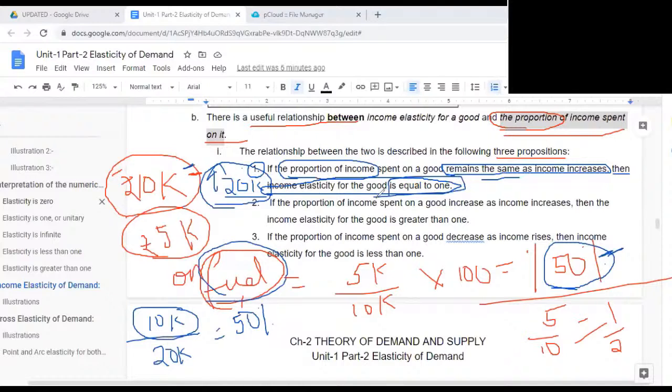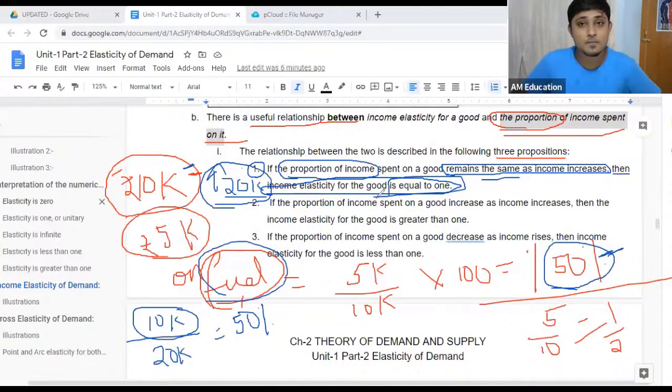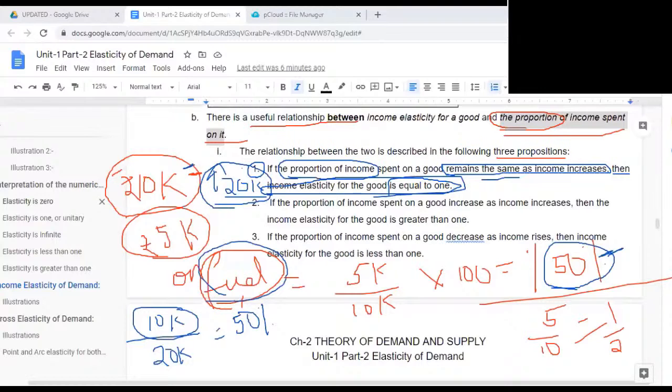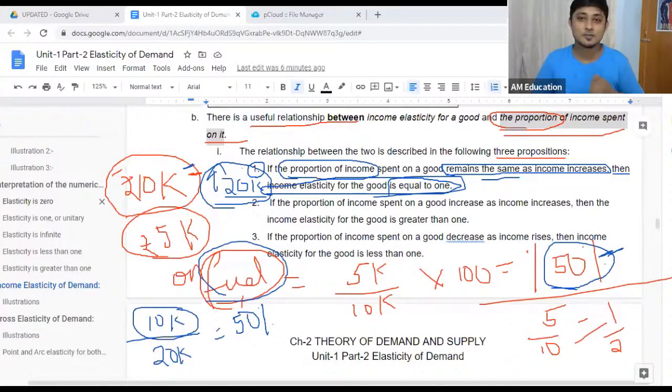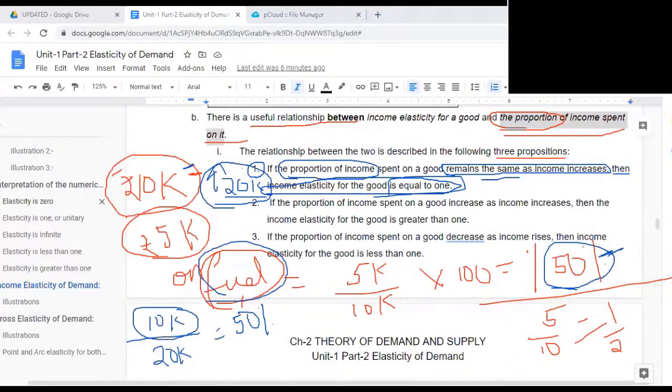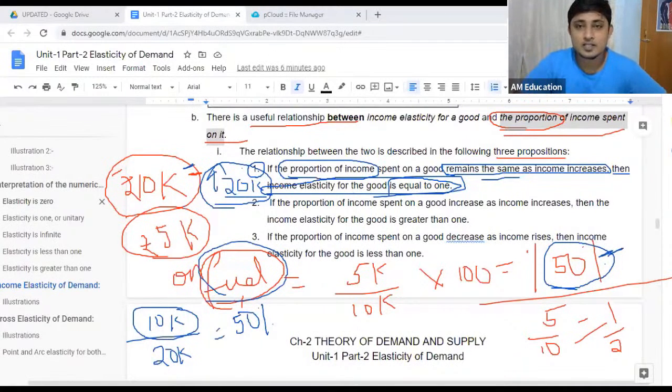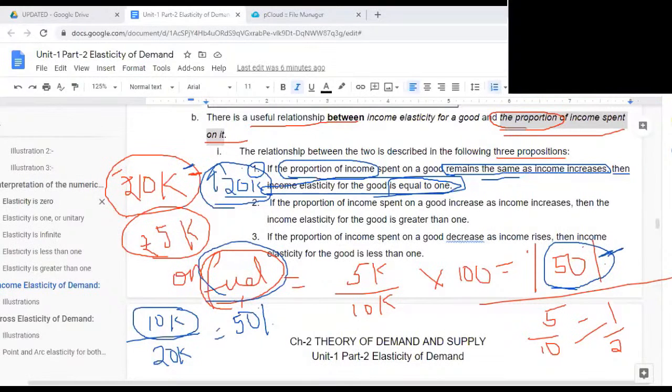The price elasticity, when is it said to be 1? When will the elasticity of a product be 1 in price elasticity? When it is unitary elasticity.